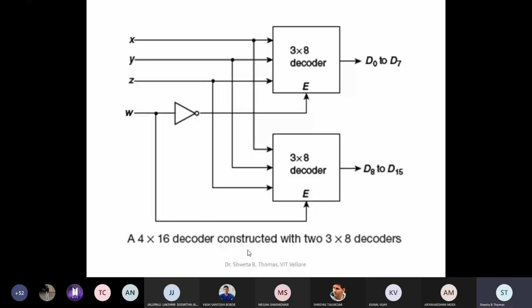If you want to construct a 4 to 16 line decoder, then you can construct it with the help of 3 to 8 line decoders. Just see the diagram. See the top decoder and the bottom decoder. Top is giving you D0 to D7 and the bottom is giving you D8 to D15. When W is equal to 0, the top decoder is working and you get the output from D0 to D7. When W is equal to 1, the bottom decoder is working and it gives you the output from D8 to D15. You understood what I am telling you?